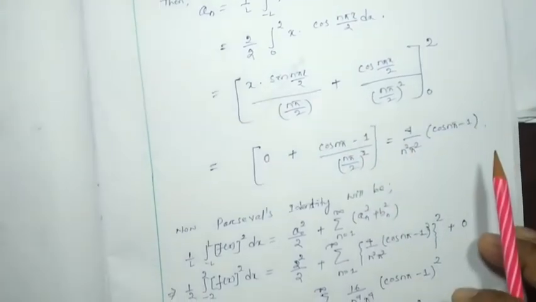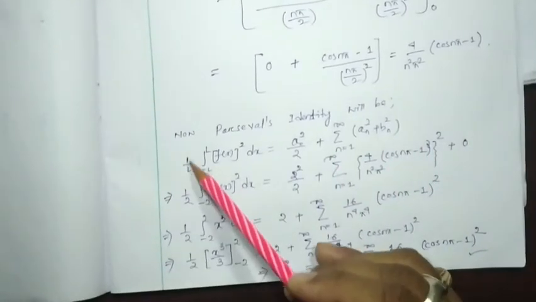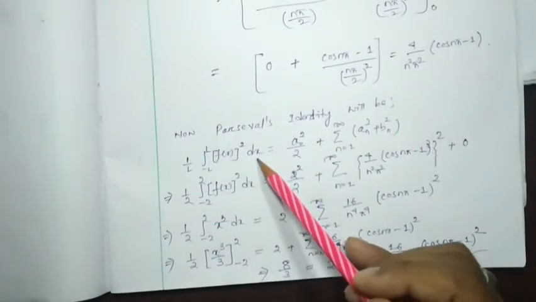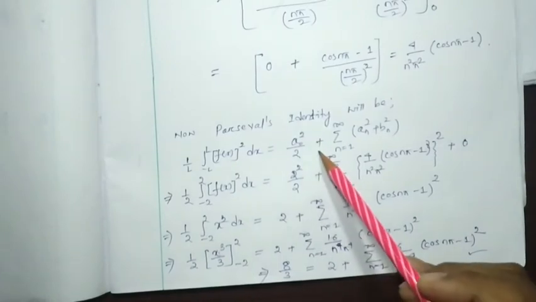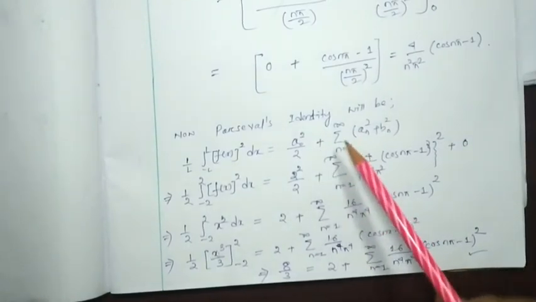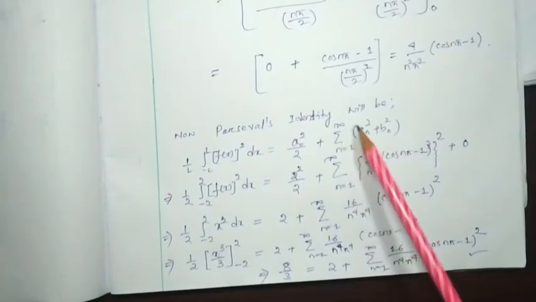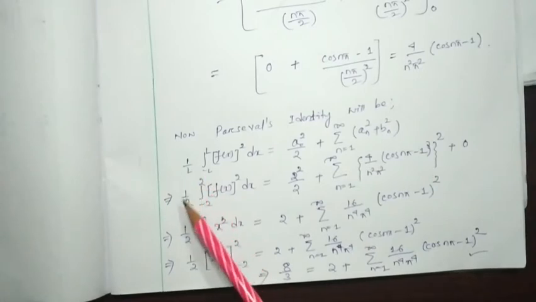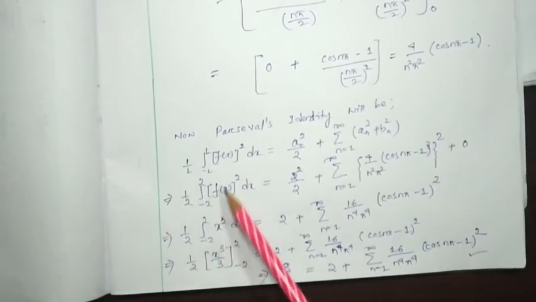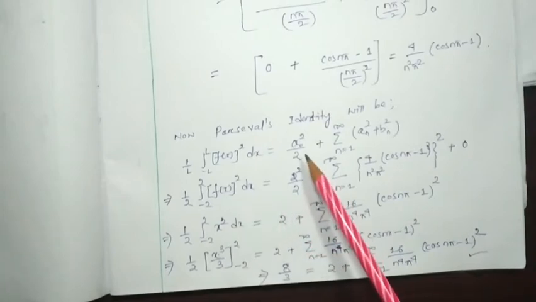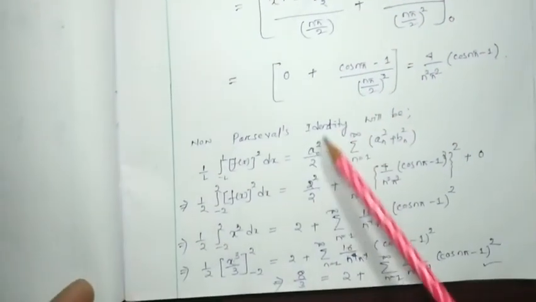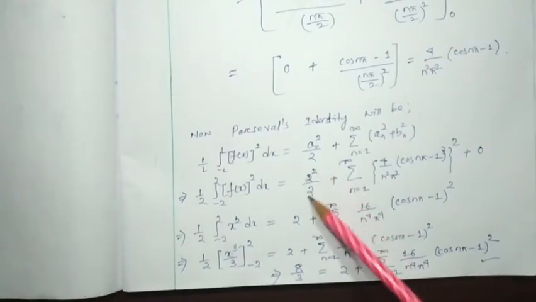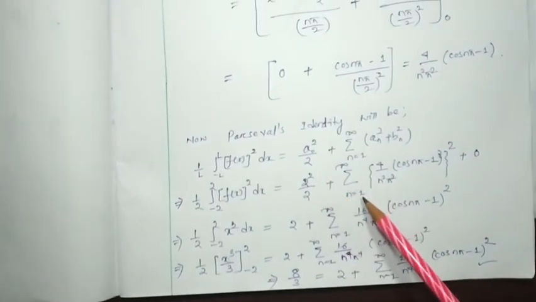Okay. Now Parseval's identity will be 1 by L integral from minus L to L of f(x) square dx is equal to a0 square by 2 plus summation over n equal to 1 to infinity of an square plus bn square. So that implies L is nothing but 2. 1 by 2 integral from minus 2 to 2 of f(x) square dx is equal to a0, we found that to be 2, so it will be a0 square by 2, this will be 2 square by 2 plus summation over n equal to 1 to infinity.